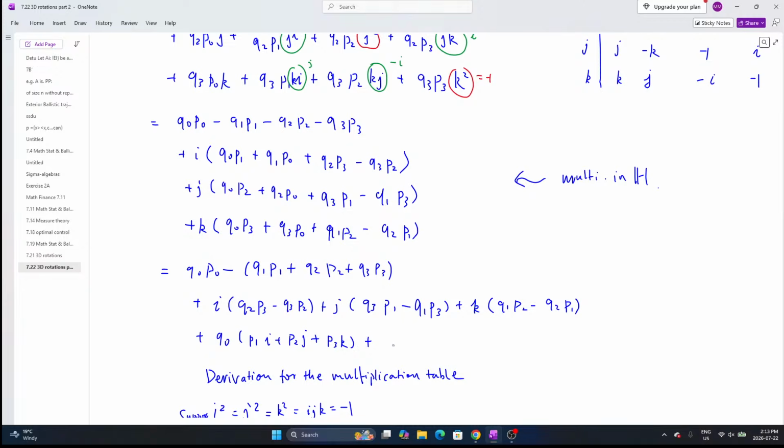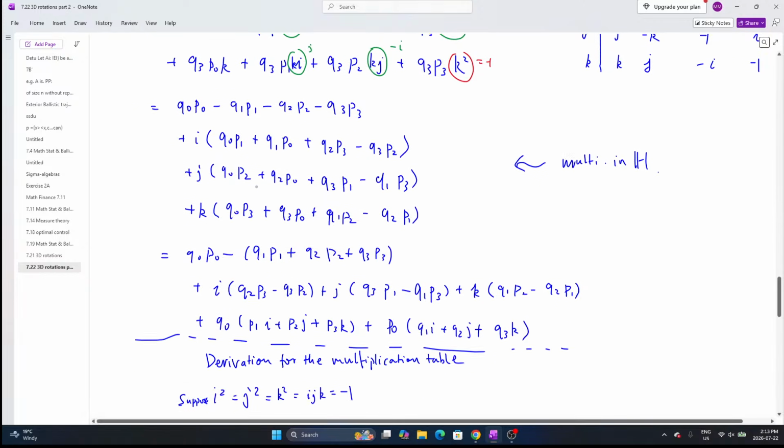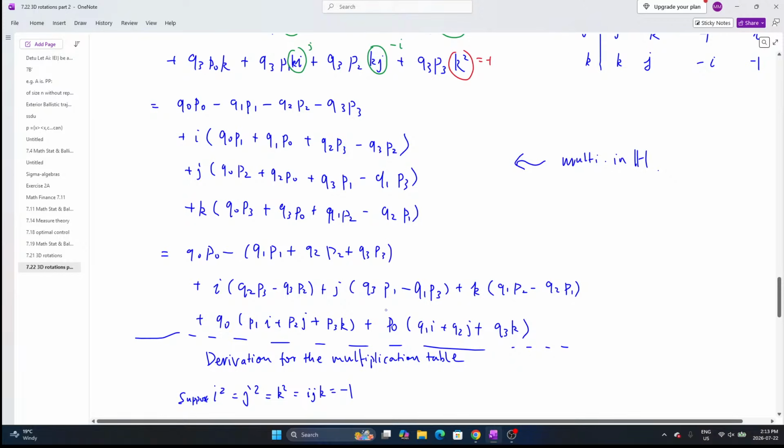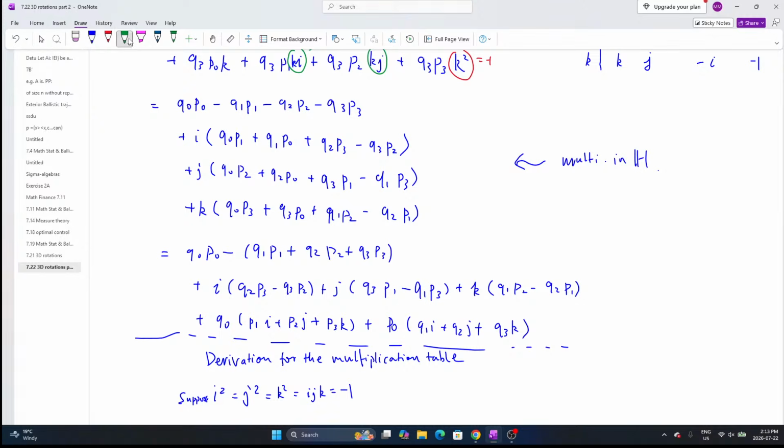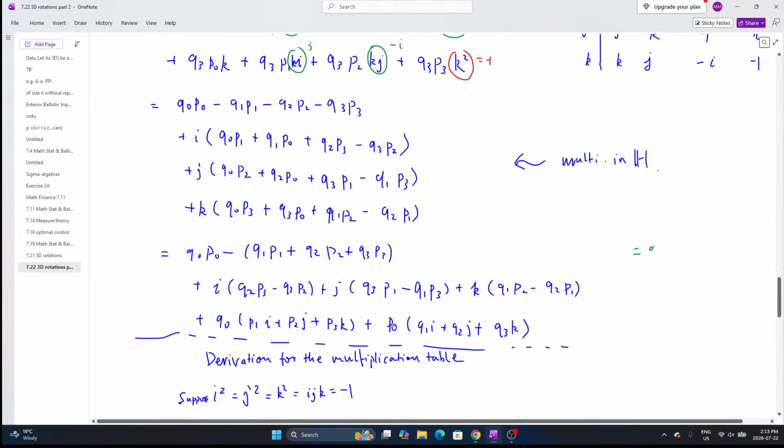And lastly, you get P naught times Q1I plus Q2J plus Q3K. Yeah, so that's the alternative form for multiplication, completely equivalent to what we just derived earlier, but it has a nice vector interpretation to it, right? So here, the first row, you can see this is just Q naught P naught minus U dot V. That's the scalar part.